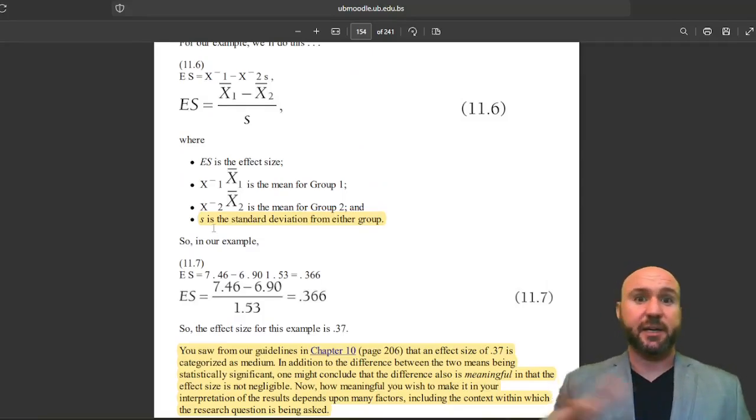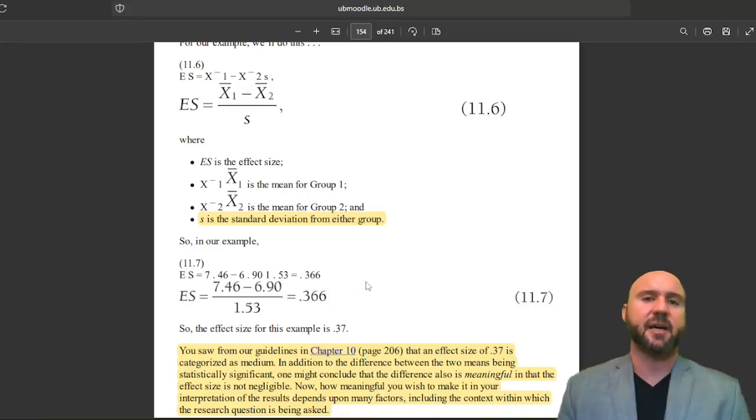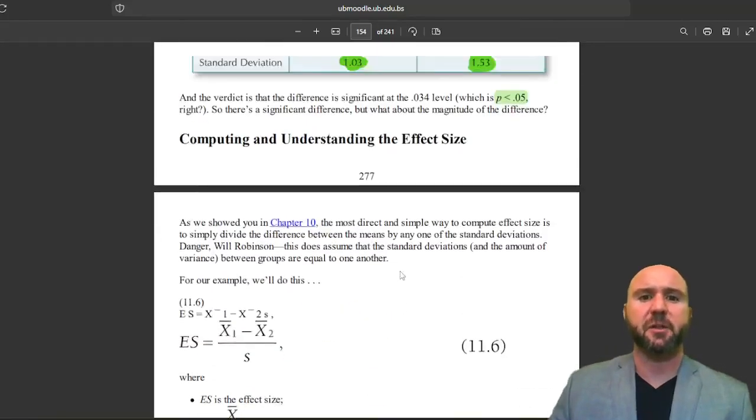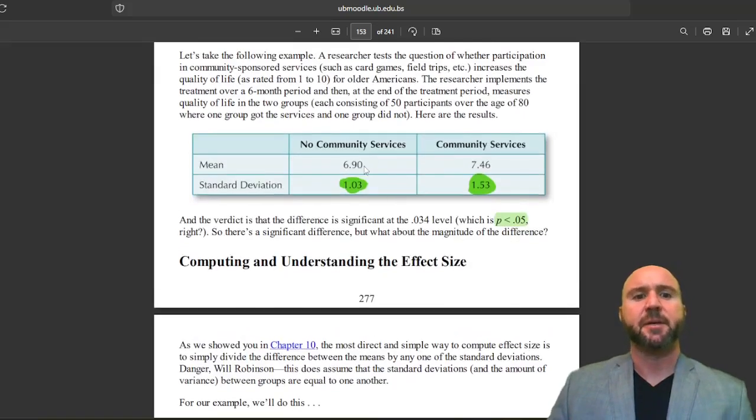So they don't tell you in the book why they do this. It's just, you saw from the guidelines that the result 3.66 is kind of a medium size, that there's a fairly large difference between these means.